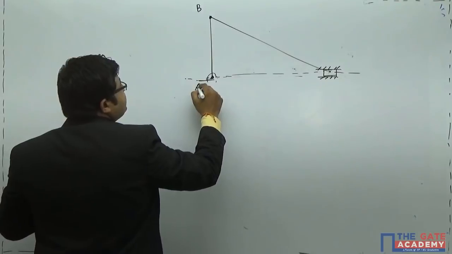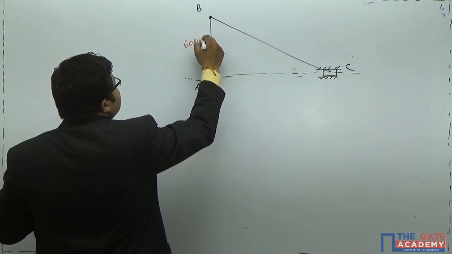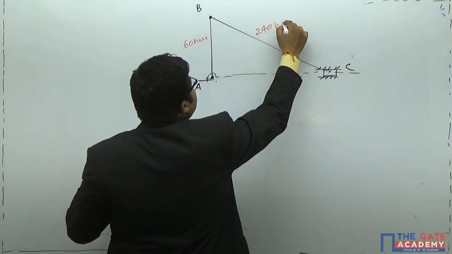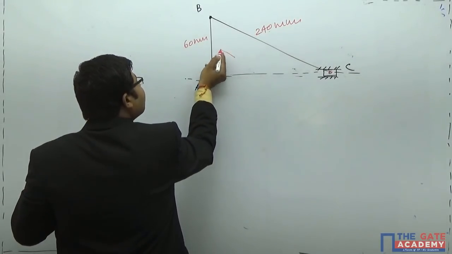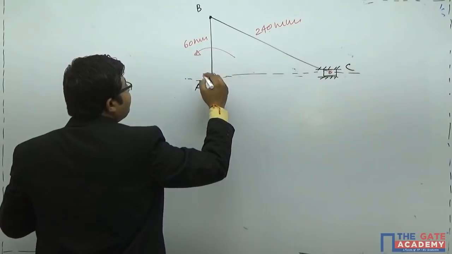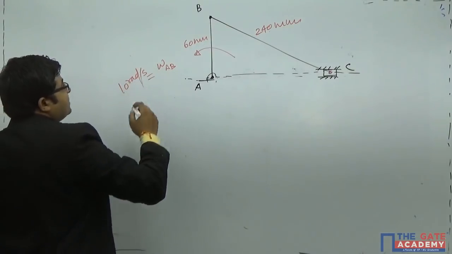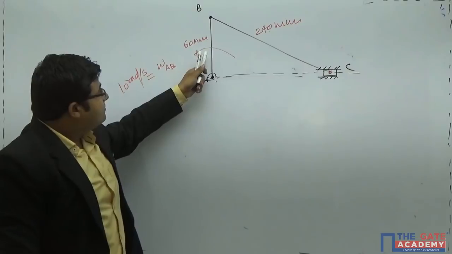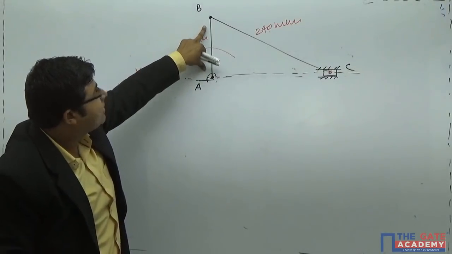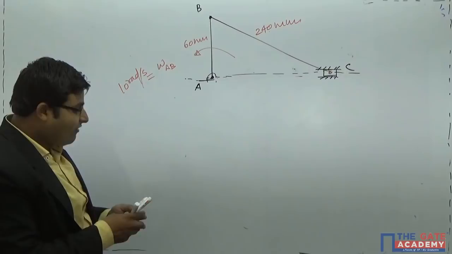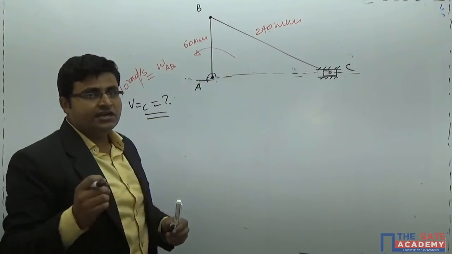Got it? So this was A, this was C, and the lengths are also given: this is 60 mm, this is 240 mm. Velocity of point A, you can decide by itself if angular velocity is given to you. What they have given is omega AB equals 10 radian per second. If the angular velocity of the crank is given as 10 radian per second, and at the instant when this crank is completely vertical, they have asked what is the velocity of C at this instant.